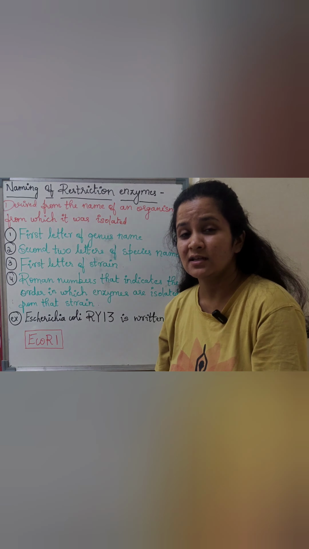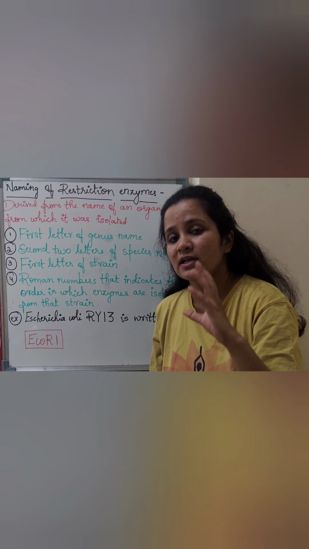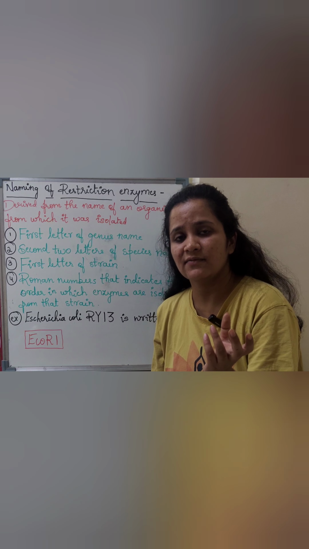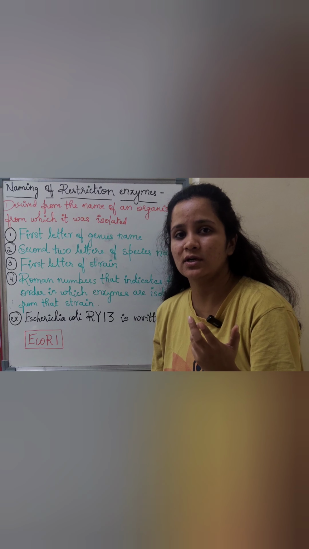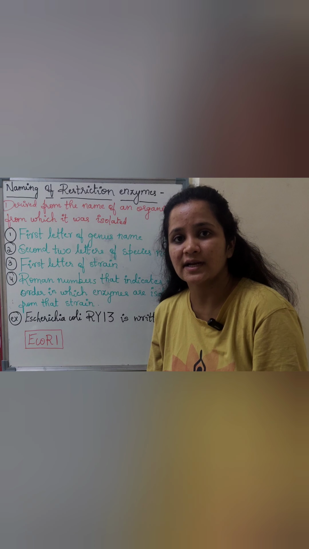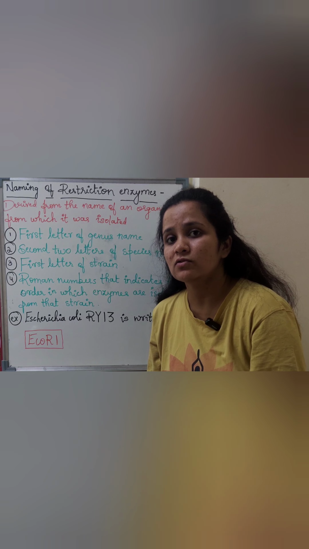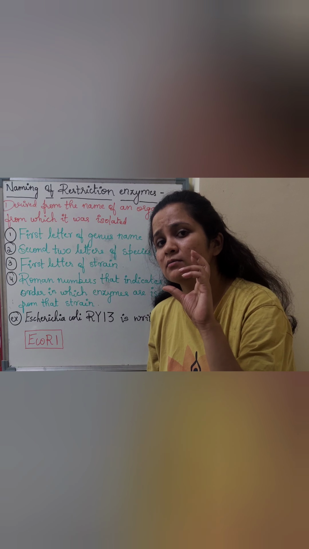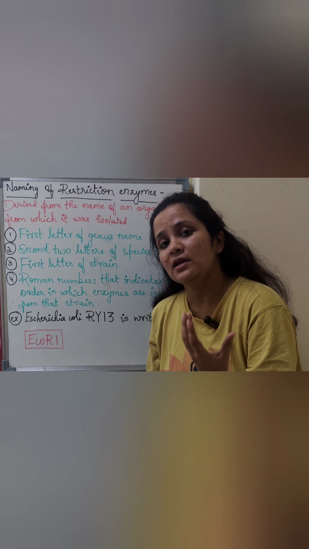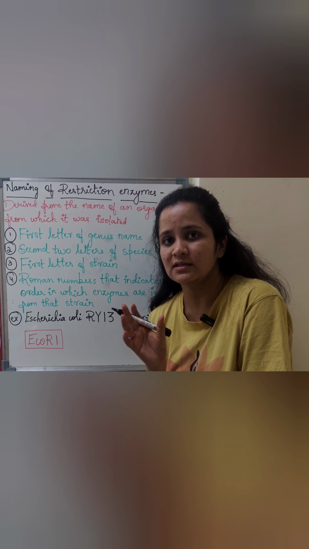Then the first letter of the strain. Strain is the type of the bacteria that is present. In a bacteria with a genus name and species name, several strains of bacteria will be present, which will have some minute differences. Like in the case of Streptococcus pneumoniae, we have two types of strains, rough strain and smooth strain, which we studied in molecular basis of inheritance, isn't it? Those are the two minute differences, the type of colonies which will be represented there.